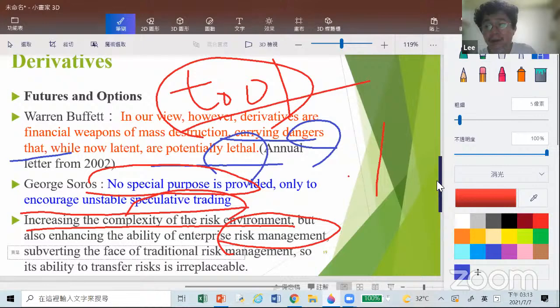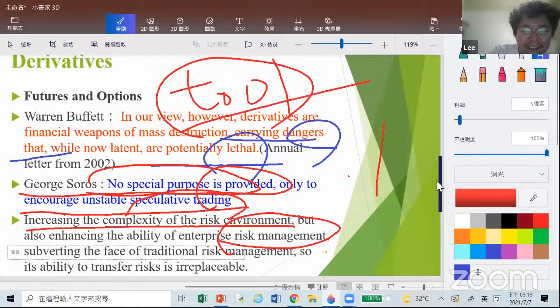Because the forward contract has no value itself, no special purpose is provided. Why do we call it a derivative? Because the product itself doesn't provide any value. It is not like your iPhone. Your iPhone includes many useful parts inside, so it works. Why do you have to pay $20,000 to purchase one iPhone? Because it is worth it. But how about a contract, a futures, an option, or a forward agreement? They are just a contract. It doesn't have any physical value. The value depends on some other goods.